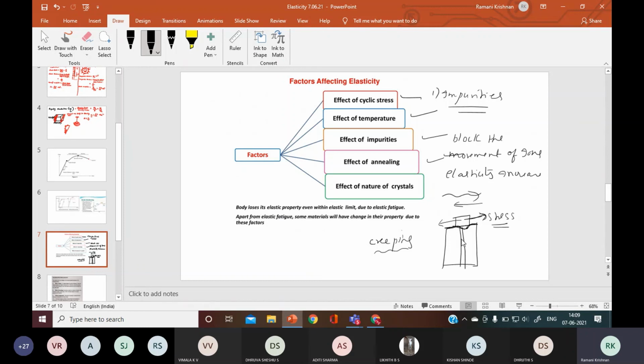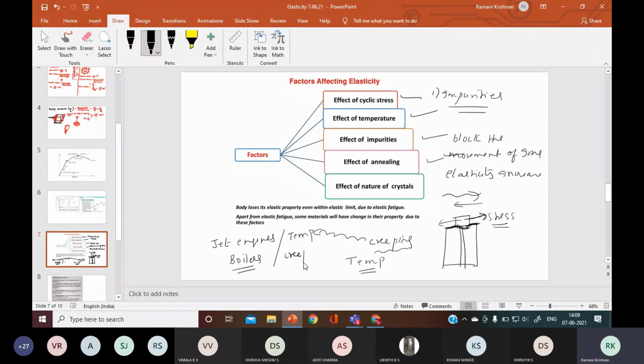In some other cases, the temperature will also be high. Then the body is going to undergo deformation, and due to this continuous stress, elasticity decreases. Jet engines and boilers are made up of metals, and they are subjected to high temperature. In those cases, creeping takes place.